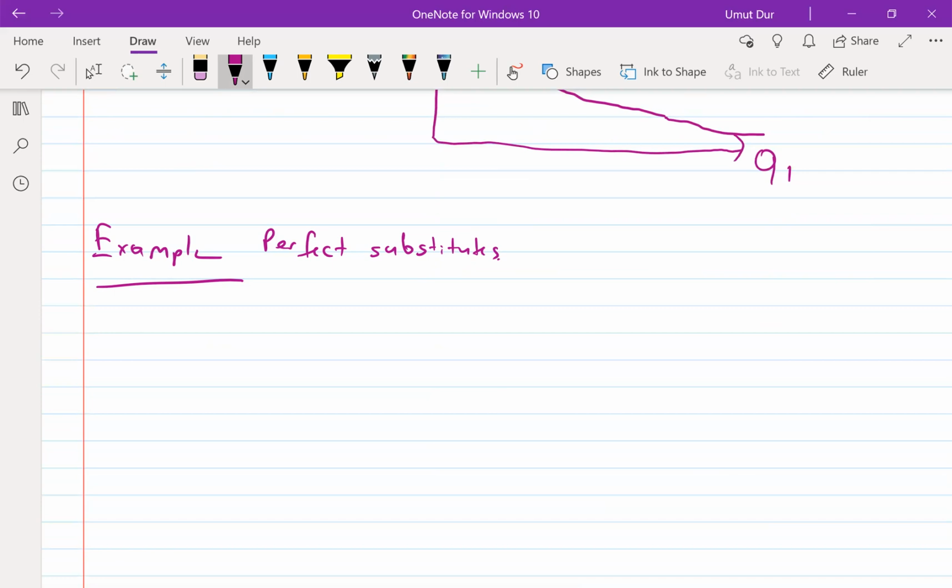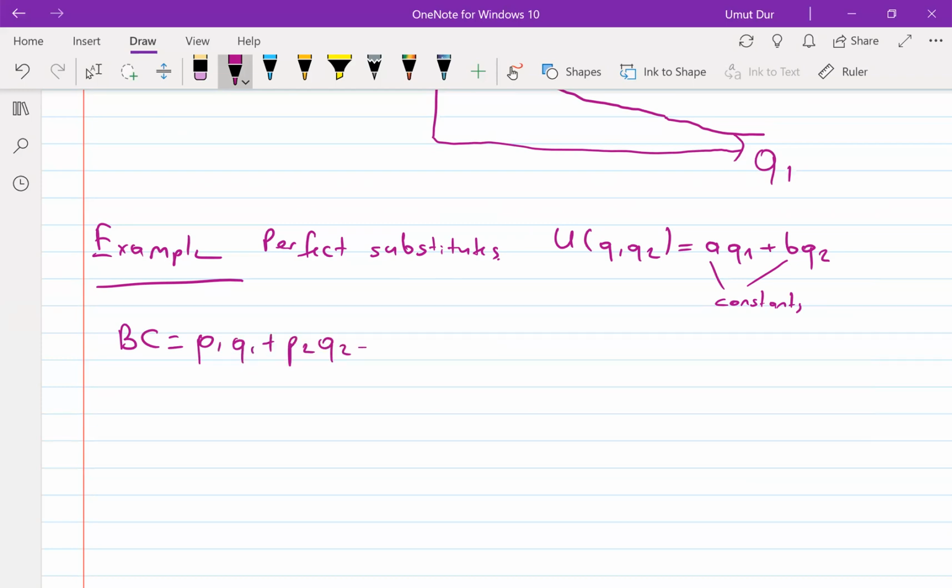Okay, so let me remind you what we mean by perfect substitutes. Our utility function is a times q1 plus b times q2. Here a and b are some constants, so those are just coefficients. And our budget constraint will be the same again: P1 Q1 plus P2 Q2 is equal to our income.